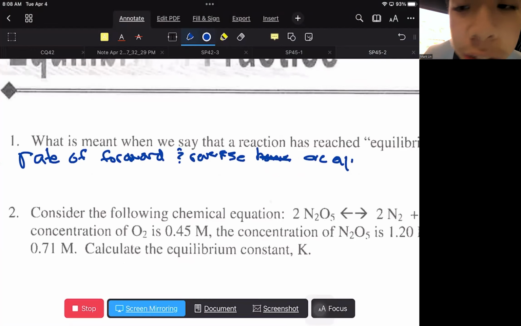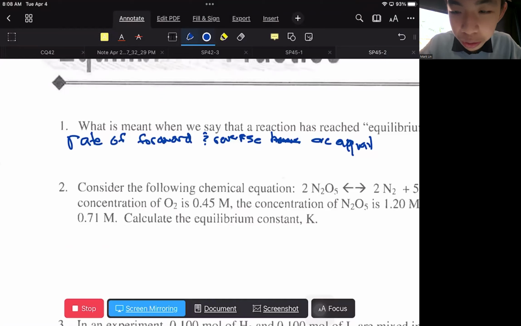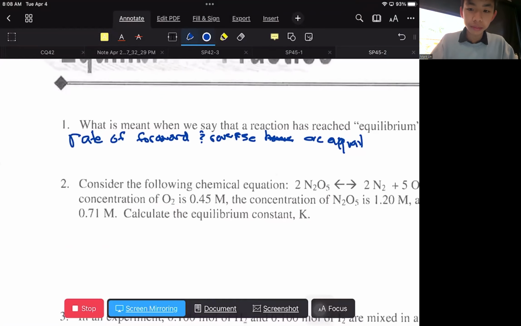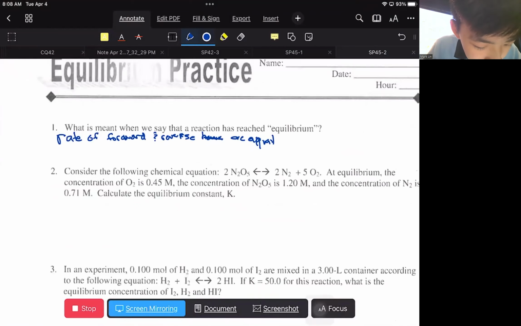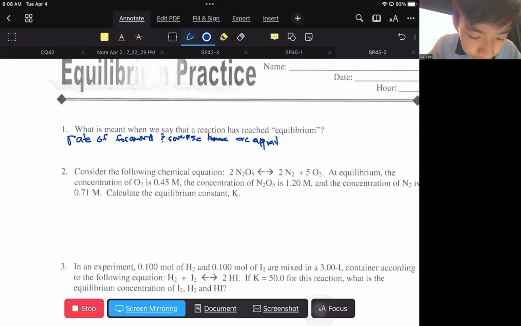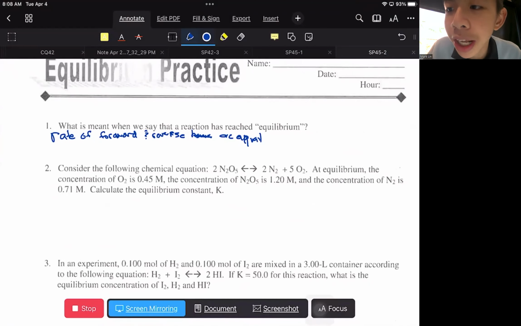On to the next one. Consider the following chemical equation: N2O5 goes to 2N2 and 5O2. At equilibrium, the concentration of O2 is 0.45, the concentration of N2O5 is 1.2, and the concentration of N2 is 0.71. Find the equilibrium constant, K.